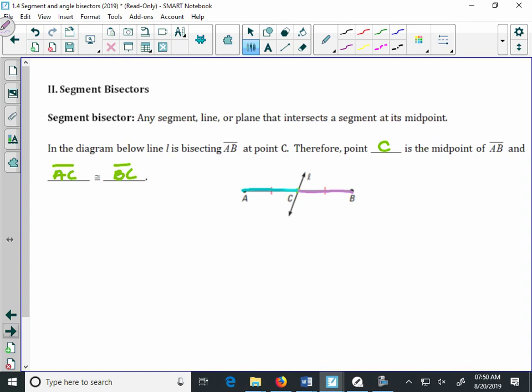So whenever you see the word bisector, in your head you should be like, I'm cutting things in two, I'm cutting it in half. I have equal pieces going through the midpoint.